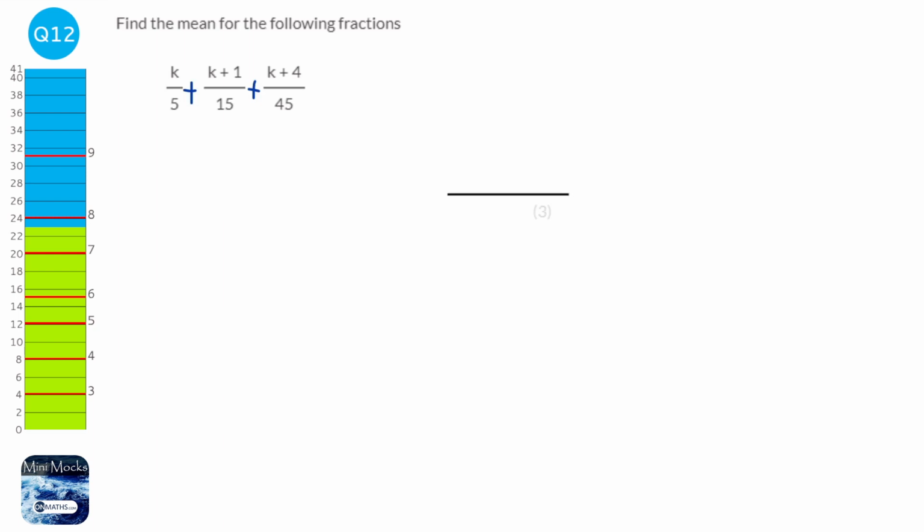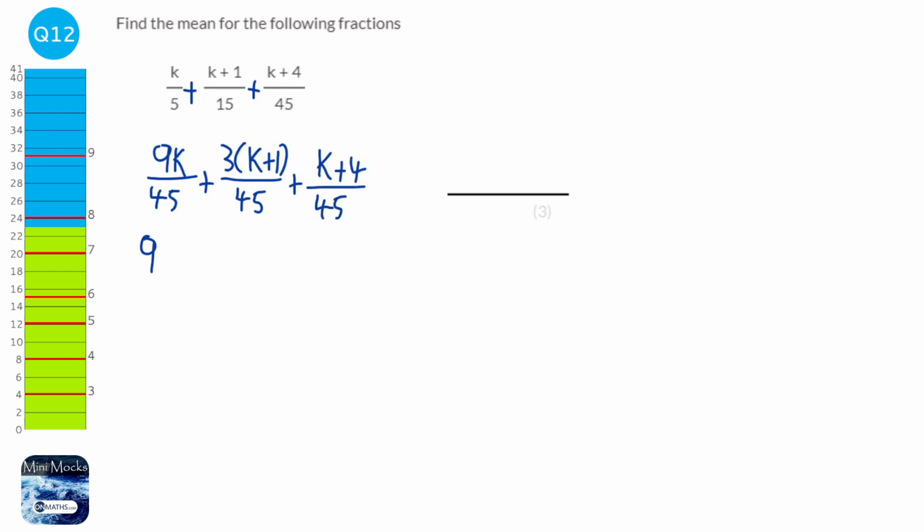So we're going to times top and bottom of the first one by 9. So we end up with 9k over 45. Times the top and bottom by 3, and so it would be 3 brackets k plus 1 over 45, and the last one is over 45, so we don't need to do anything for that.